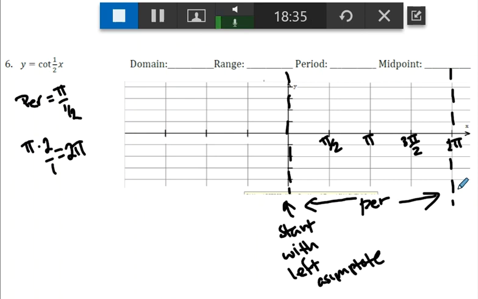Then you find the midpoint. So notice that's different from tangent. For tangent, you started with the midpoint. Okay? So next we're going to find the midpoint halfway between the asymptotes. Where is it? Yeah, the midpoint's right here. Now cotangent, is cotangent increasing or decreasing? Cotangent's decreasing, so my up point will be on the left and my down point will be on the right. And then do your best to draw the curves going towards the asymptotes.